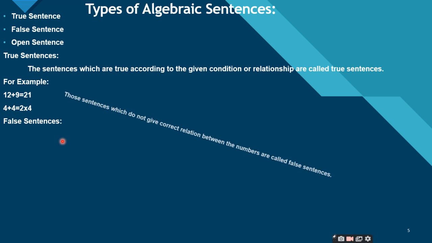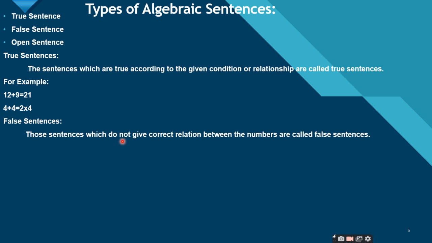False sentences. Those sentences which do not give a correct relation between the numbers are called false sentences. For example, 8 minus 5 is equal to 2. The answer is incorrect. When we subtract 5 from 8, we get 3. So this is a false sentence. 4 is less than 2. So this is also a false sentence.